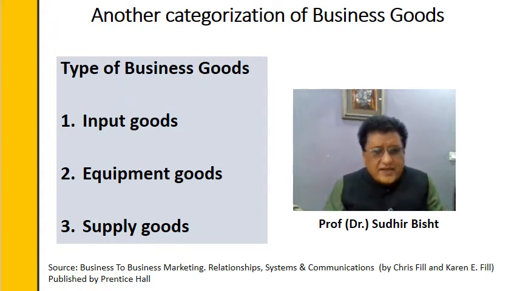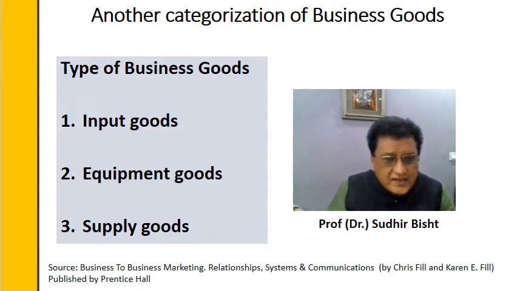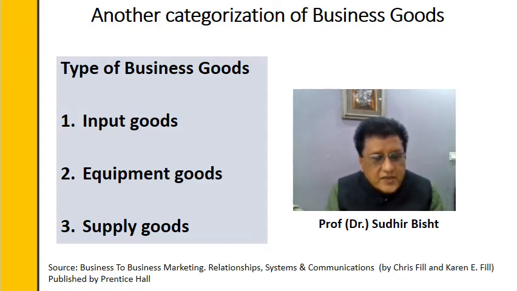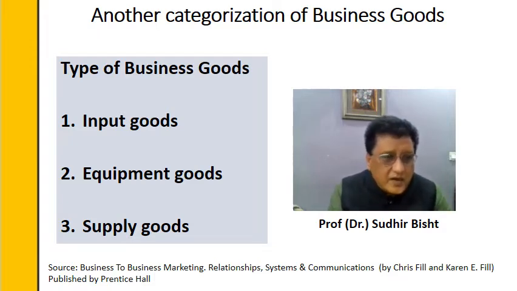Input goods. The second classification by Chris Phil and Karen Phil is equipment goods. In this, they have taken capital items that are not part of finished items, but are necessary to enable the production process, like I explained in the previous segment, land, buildings. And third is supply goods. Supply goods are material necessary to keep the production process going: electricity, oil, gas. Suppose there is a fertilizer plant which is gas based, right? The energy is gas based.